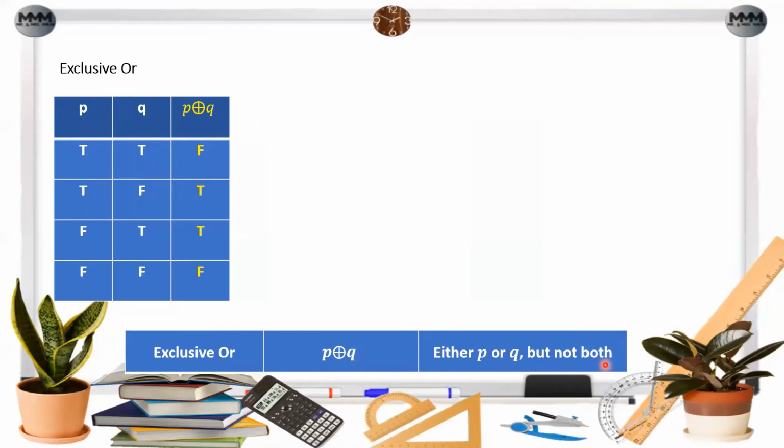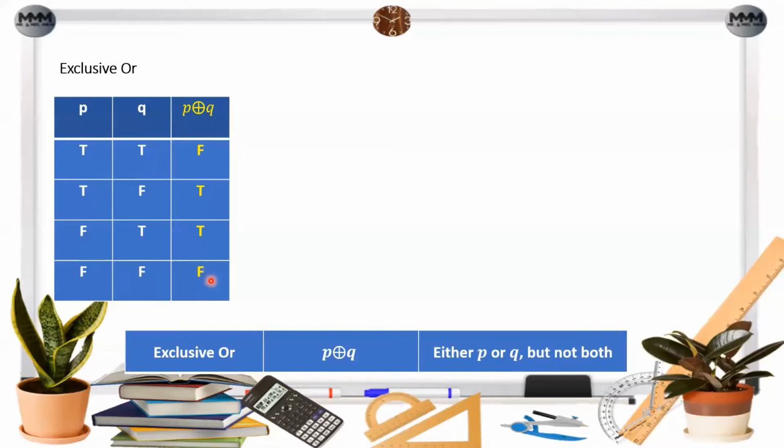It means if they are both the same, or they have the same truth value, then this becomes false. It should be not both. So as you can see here in our table, both propositions here have the same truth value. Hence, the truth value of our compound proposition exclusive or is false. It should be either P or Q. So here, one is true, so it is true. Then here both are false, so it is false.